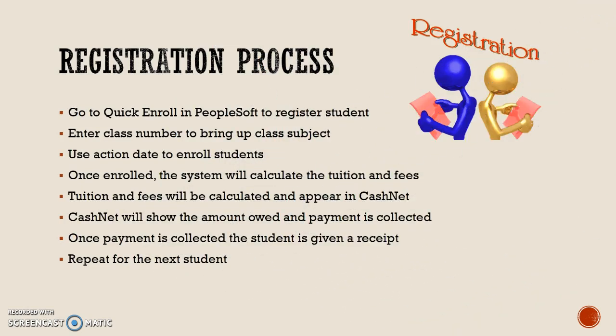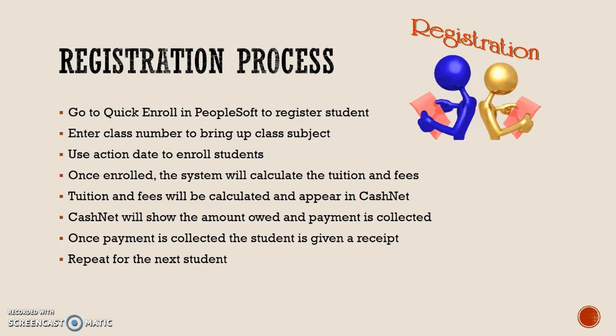The registration process. In order to register students, we must go to Quick Enroll in PeopleSoft to help with the registration. We will enter the class number that the student has written on the registration form to bring up the correct class subject and number. We must use an action date to enroll students. This date will be our open enrollment date for all students who are going through the Open University program.